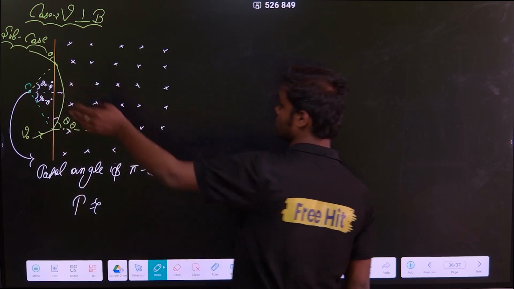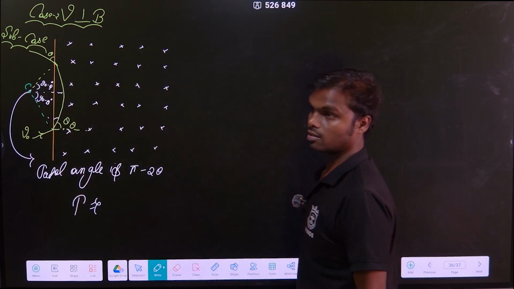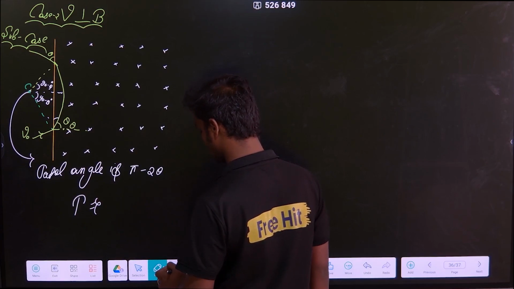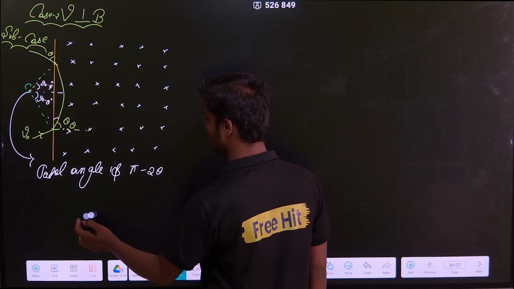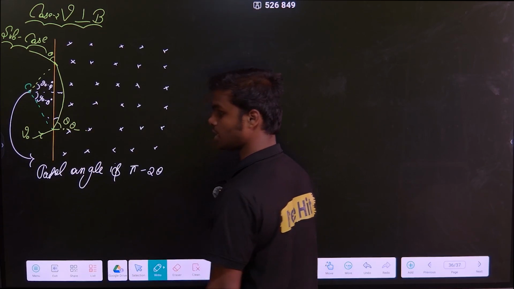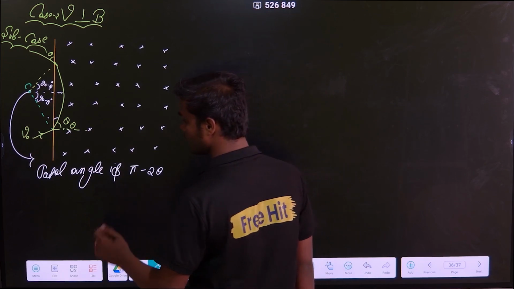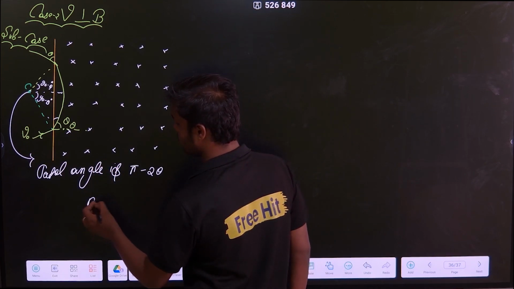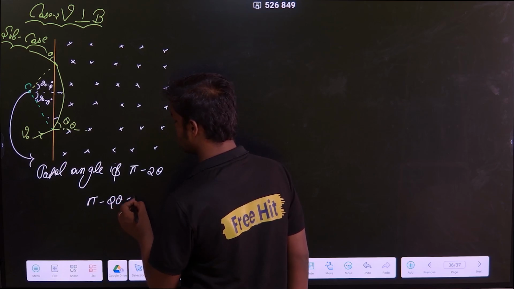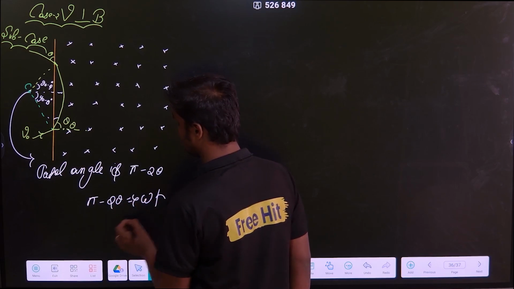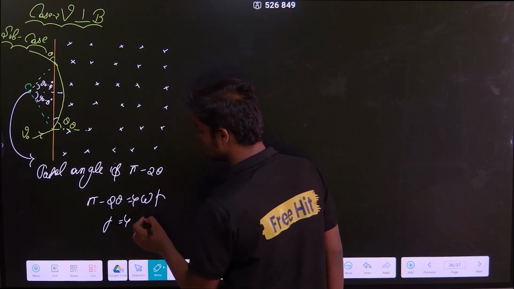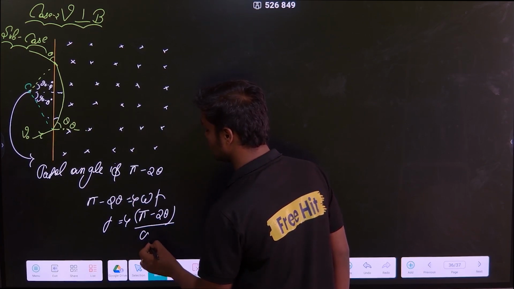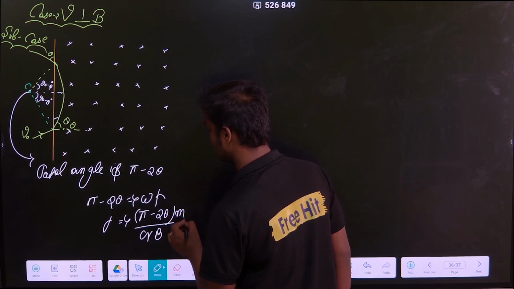For this case, they ask you the time period: how much time is it inside this region? So how will you tell the time period? Simple, remember one thing: theta is equal to omega t. From here we want to calculate t. This is pi minus 2 theta divided by omega. Omega is qB by m.